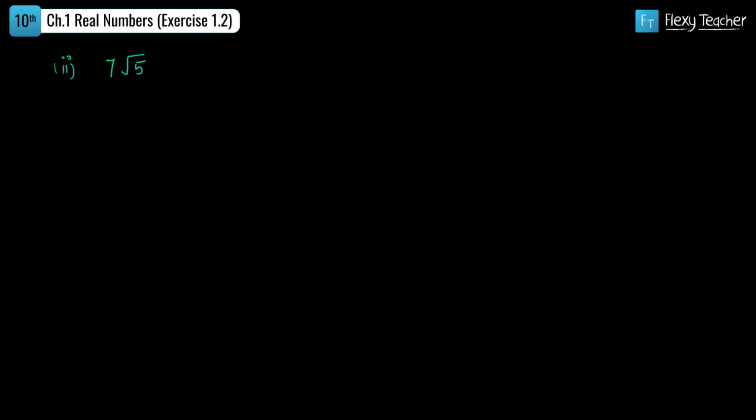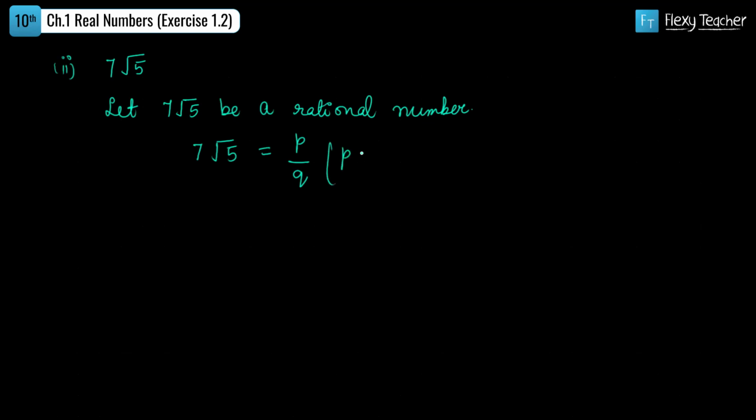Sum number 2, 7 under root 5. Previous sums की तरह यहां पे भी हम assumption लेंगे. Let 7 under root 5 be a rational number. Okay. When 7 under root 5 is a rational number, 7 under root 5 can be written as P upon Q, where P and Q are co-primes and Q is not equal to 0.